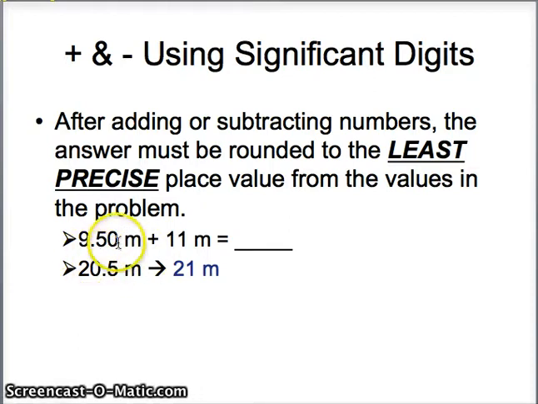If you look at 9.50, this is precise to the hundredths place, and the 11 is only precise to the ones place. So between 9.50 and 11, 9.50 is more precise than 11. When we add the values, we have to round the answer to the ones place, which is the least precise. So when we add 9.50 plus 11, we get 20.5, keeping the units the same, meters. Looking at 20.5, it's not significant, so we have to round it to 21. Remember, rounding is 5 or higher, round up. Lower than 5, round down.